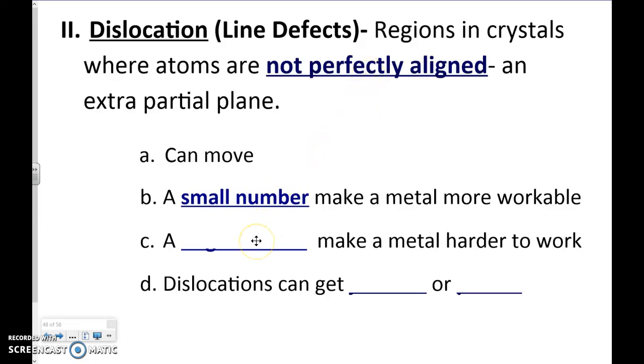However, if we have too many of them, it actually makes it harder for them to work. Okay? Why? Well, it's like too many cars on the road. Some cars are good, but too many, they all get jammed or pinned together. They just can't move anymore. So dislocations, we like to have few, but not too many, so they can be more workable.